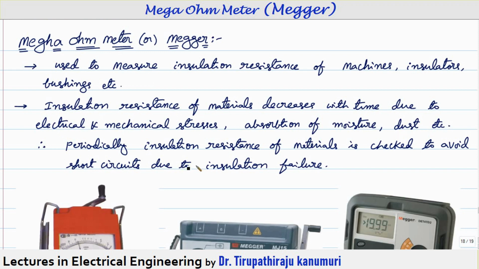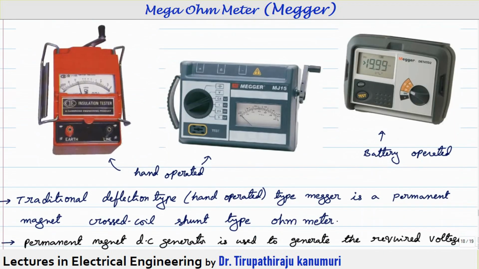That's why periodic maintenance, or periodic checking of the insulation resistance, is required in order to avoid a short circuit due to insulation failure. That's why the insulation of every material is tested periodically.